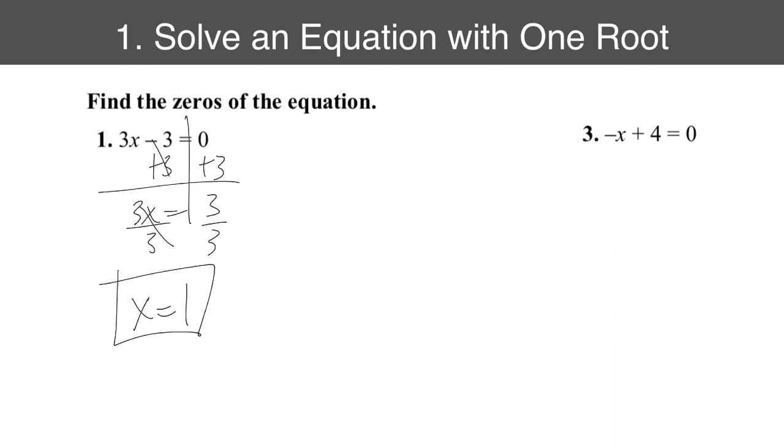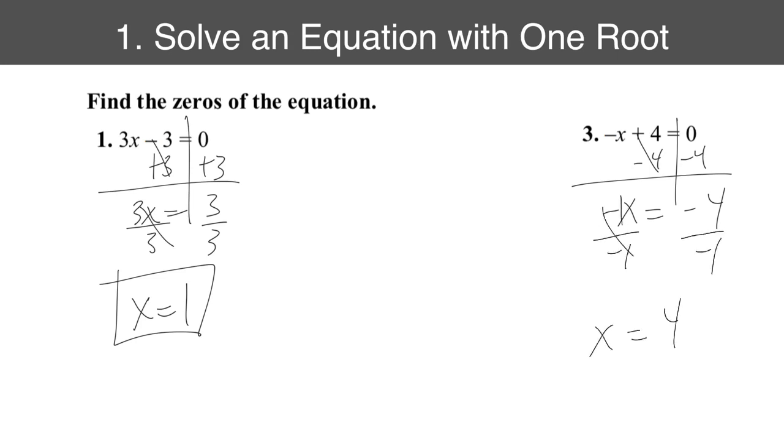Number 3, again, I'm just solving for x. I subtract 4 over. I get negative x equals negative 4. Now remember, you cannot leave that negative on the x, so treat it like a negative 1 and divide by negative 1. So I get x equals positive 4.